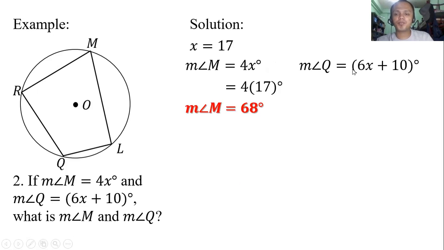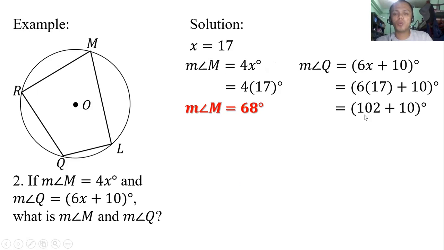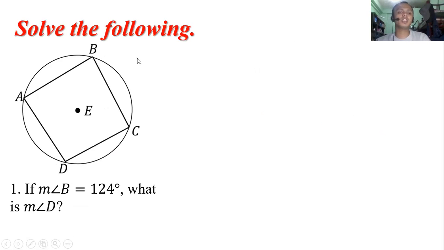For Q naman, substitute again your x to 17. So 6 times 17, that would be equal to 102. Plus 10 is equal to 112 degrees. Okay? Now, exercise tayo, no? Here, given the figure here, no? If measure of angle B, ito yon, is 124 degrees, what is measure of angle D?